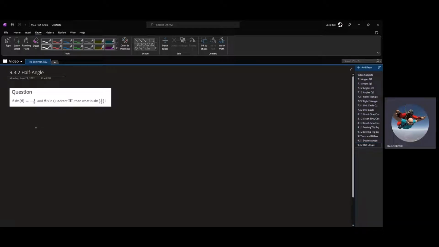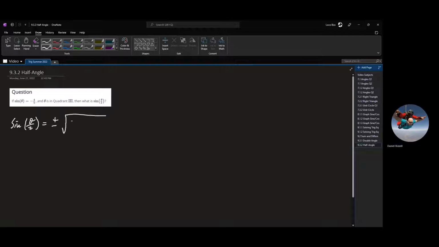If sine of theta is equal to -4/5 and theta is in quadrant 3, then what is sine of theta over 2? So in other words, we're using half angle formulas, and we need to know the half angle formula for sine of theta over 2. And the formula is plus or minus the square root of (1 minus cosine of theta) over 2.